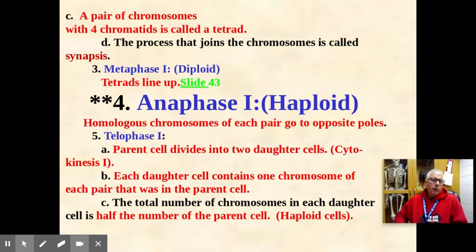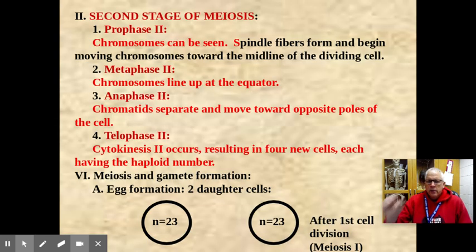Okay. Now we're going to divide the cell. Cytokinesis 1, just like we did in mitosis. I divide in 2. I have 2 daughter cells, but the difference is my daughter cells have a haploid number. Okay. Now here's the other difference. I'm going to divide again. So I'm going to take those 2 daughter cells.